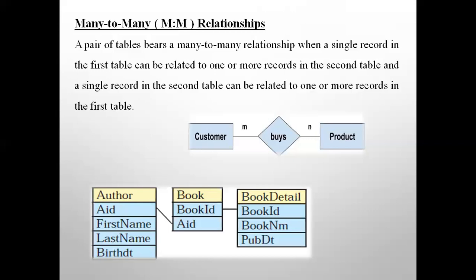Another example you can give is, consider the list of books. Look at the table structure. There is a list of books and there is a list of authors. Each book may have one or more authors and each author may write multiple books. So in this case, you have many books related to many authors. So here there is a many-to-many relationship. So these were the three types of relationships between the tables: one-to-one, one-to-many, and many-to-many.